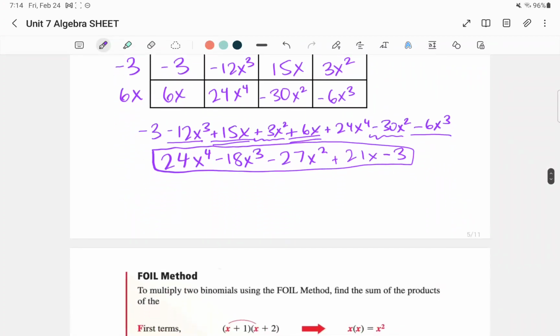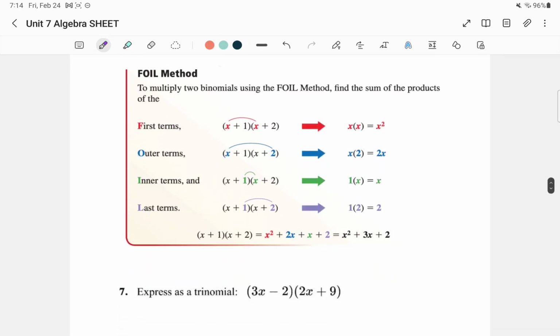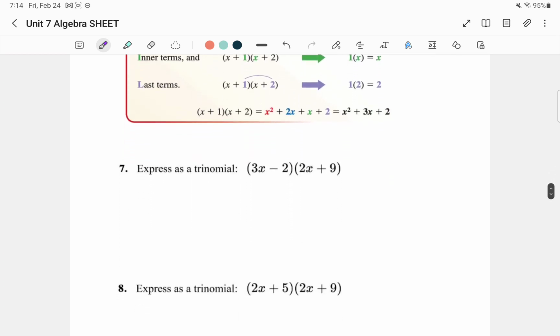So now we're going to move on to our second method, which is FOIL. So if we just have two binomials, not if we have a trinomial or anything else, we just have two binomials, we can use the FOIL method. And FOIL stands for first, outside, inside, and last. So let's look at number 7. My first would be this 3x times 2x. So 3x times 2x is 6x squared. That would be first.